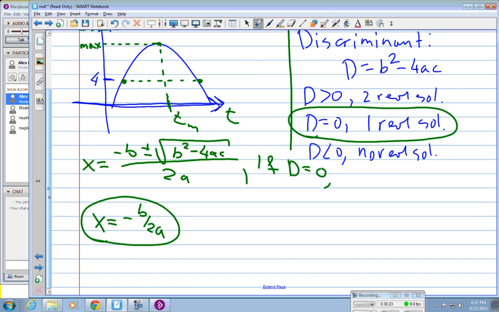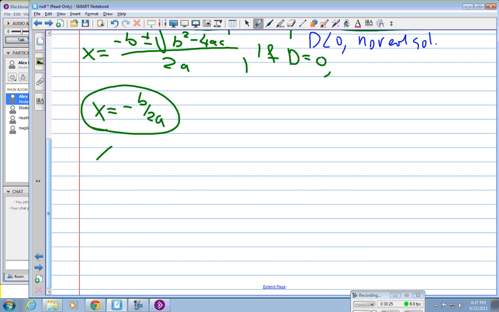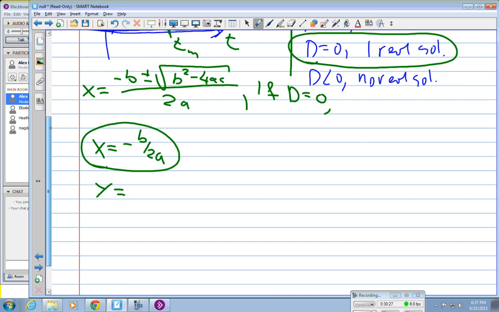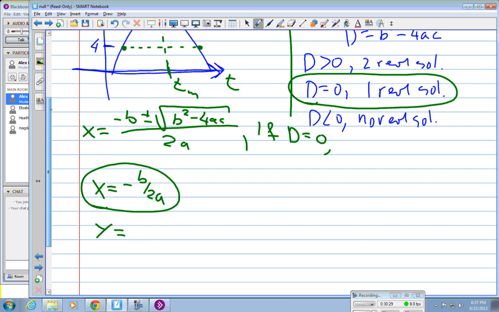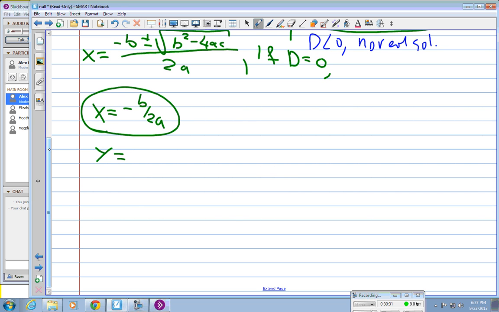Now, if you know the x value, how can you find the y value? You know the function, you know the x value. In order to find the y value, you just plug it into your function. Okay? So this is the alternative way of finding the vertex. So the vertex can be computed by just doing negative b over 2a and then plugging it into your function.